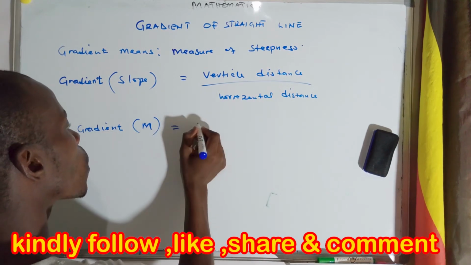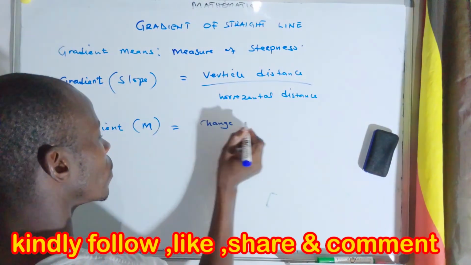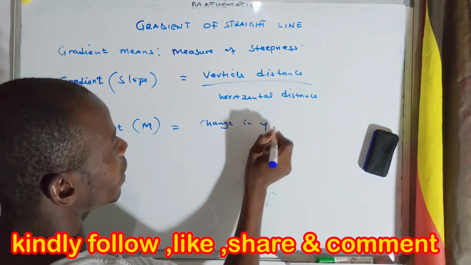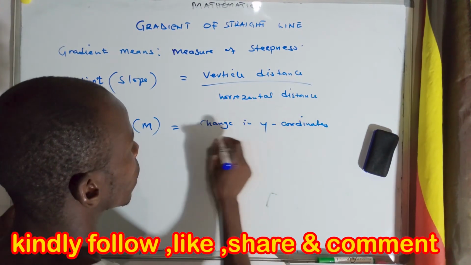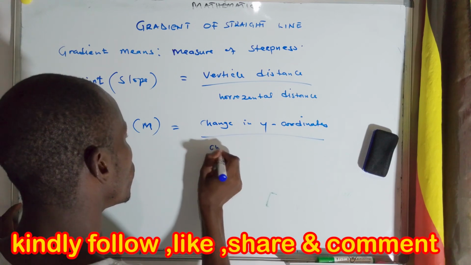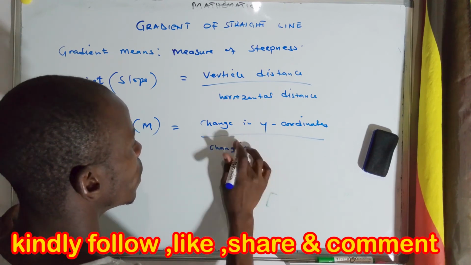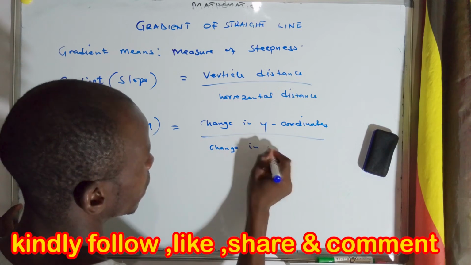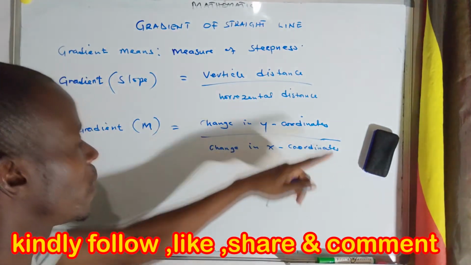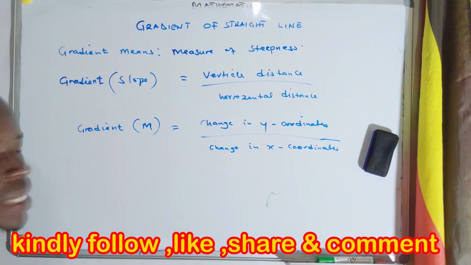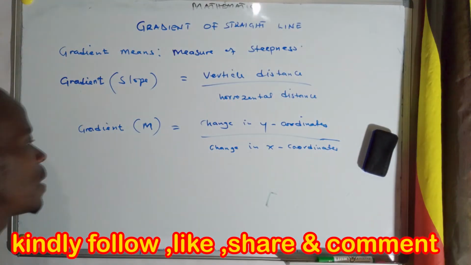Gradient means change in y coordinates over change in x coordinates. Change in y coordinates over change in x coordinates. That's a simple way of solving gradient. So it's like this.